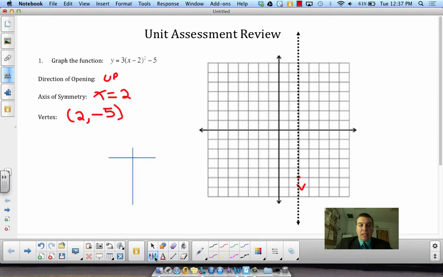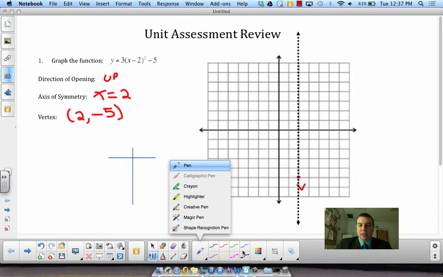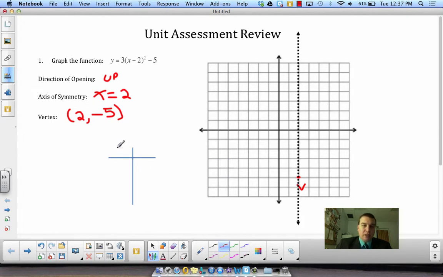So back to the pen. Let's see, whoops, that doesn't make much sense there. I don't need lines for there. All right, back to the pen. Leave it a normal pen, red. All right, so, look at that, you're learning how to use the smartboard at the same time.